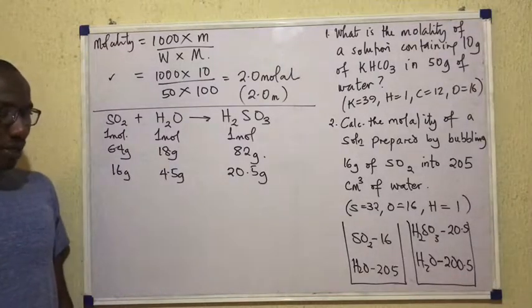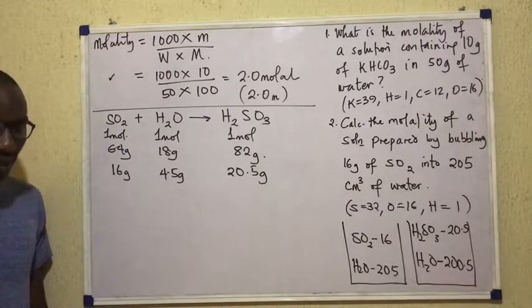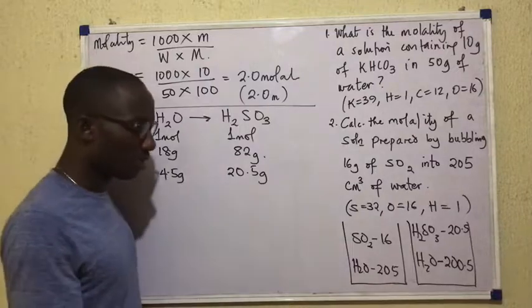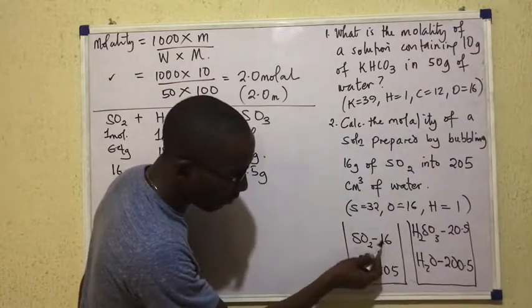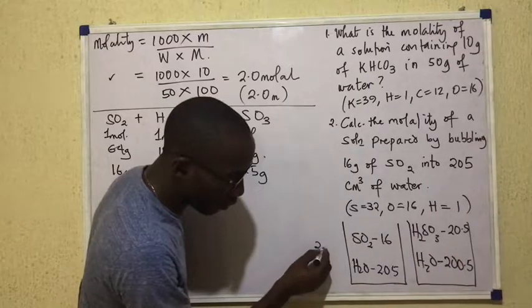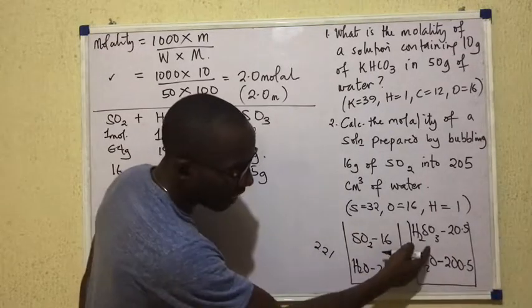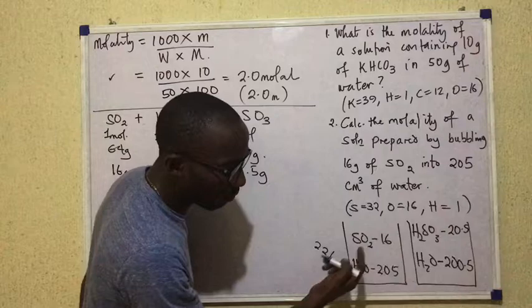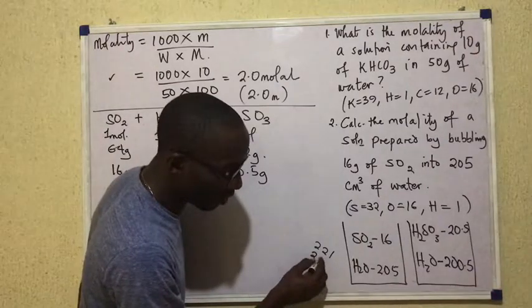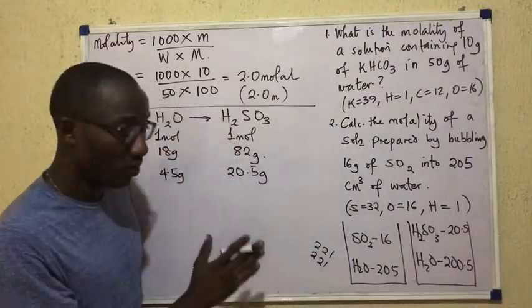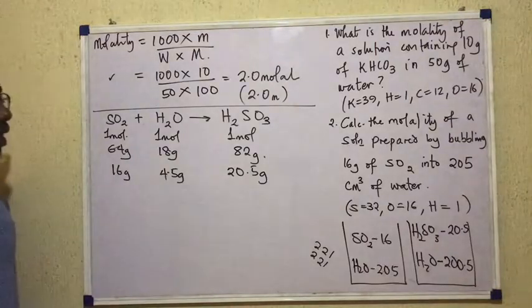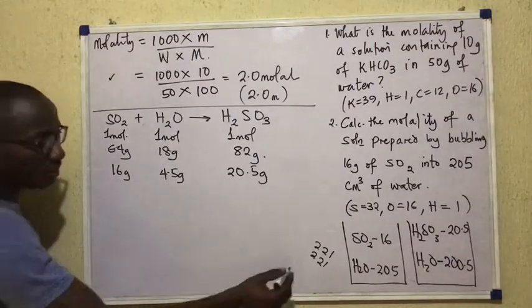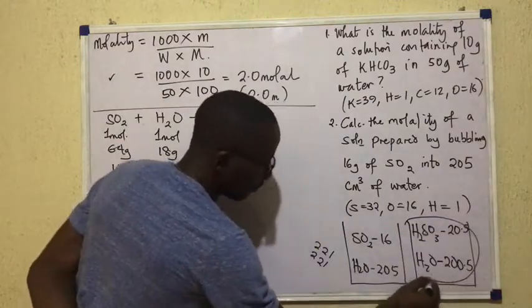Does that obey the law of conservation of mass? Yes, it does. It does in that here in the beginning, 205 plus 16 will give us 221. And there at the finish, 200.5 plus 20.5 still gives us 221. So the law of conservation of matter or of mass is obeyed. Now from there, let's calculate the molality of this solution.